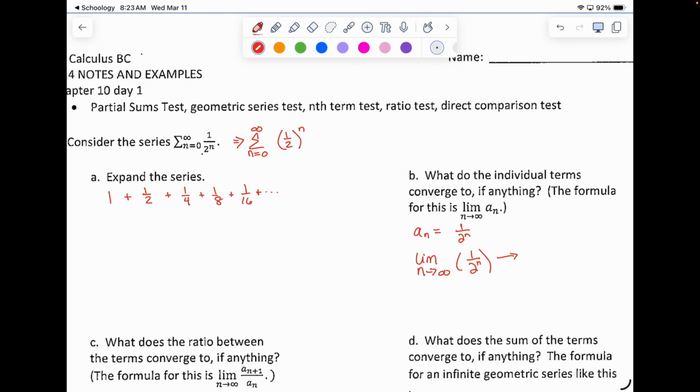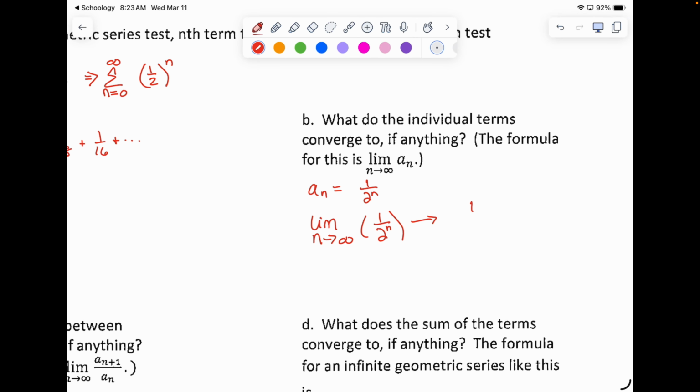All right, let's channel first semester. As I plug in infinity, which I know we can't do, but as we think about plugging in infinitely large values, the top stays the same and the denominator gets really big. It keeps getting big. And 1 over infinity evaluates to 0.